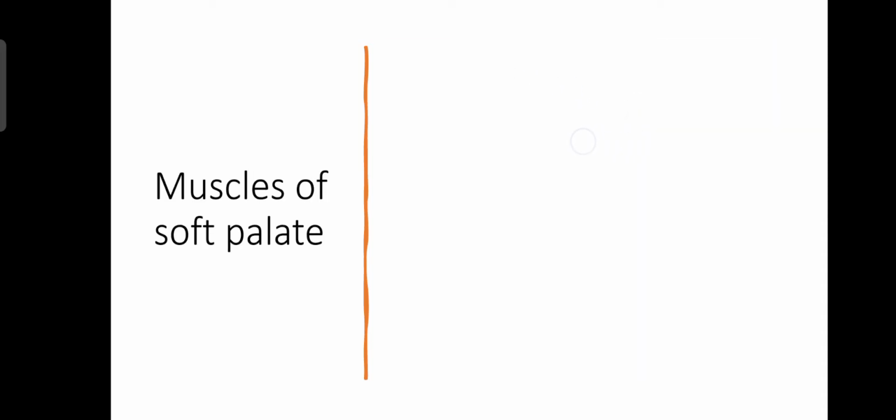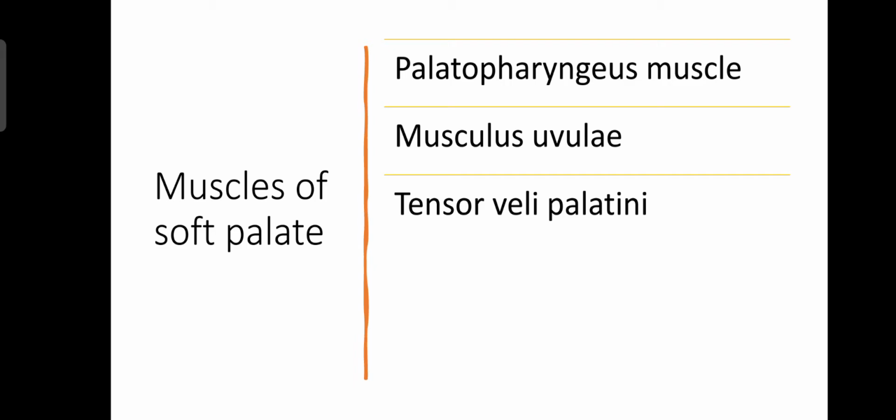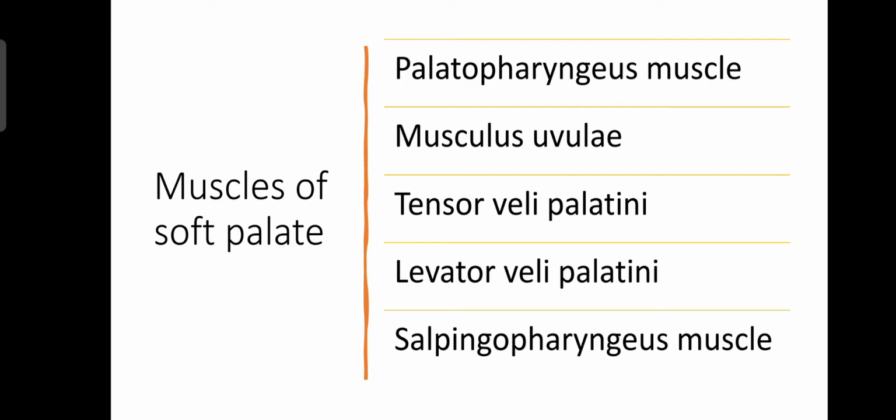What are the muscles of the soft palate? We have 5 muscles: palatopharyngeus muscle, musculus uvulae, tensor veli palatini, levator veli palatini, and salpingopharyngeus muscle. You have to memorize all the names of these muscles.